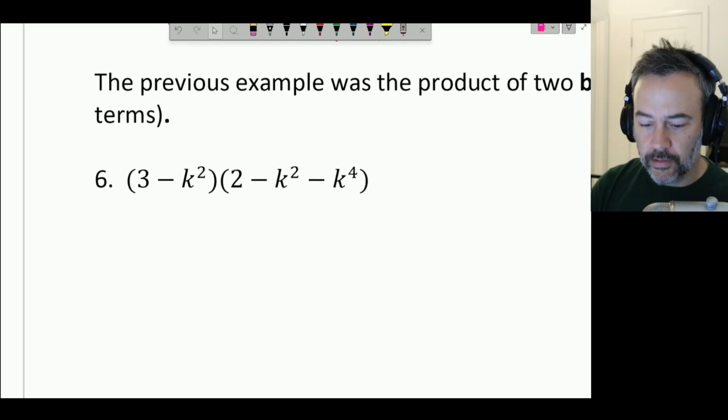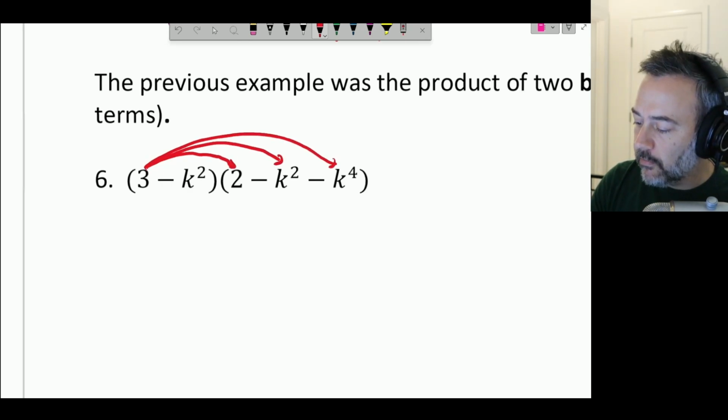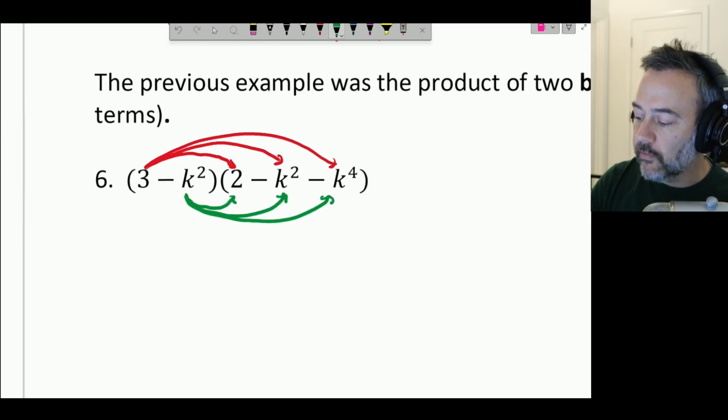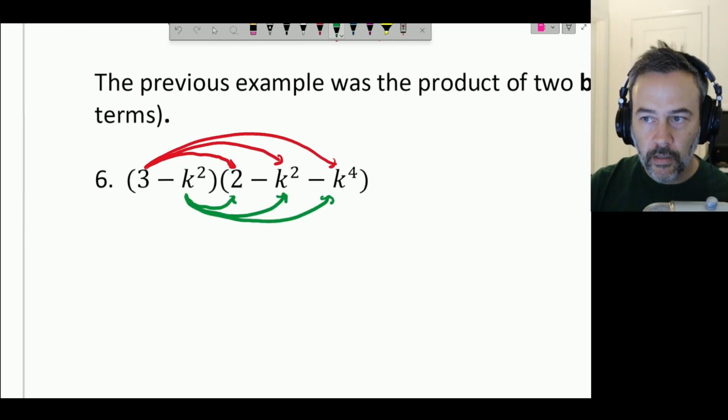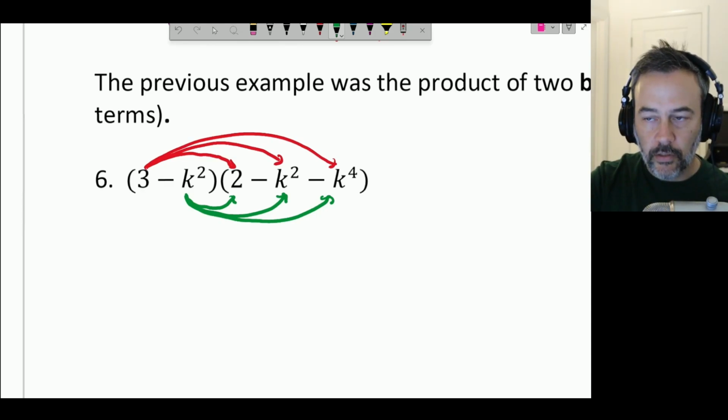So for example, let's look at this one. I would multiply the 3 by this, the 3 by this, and the 3 by this. And then I would multiply the negative k squared by this, the negative k squared by this, and the negative k squared by this, and I know I'm done. There's 2 terms in the first, 3 terms in the second. So before I combine like terms, there's going to be 2 times 3, or 6, products that I need to write out.